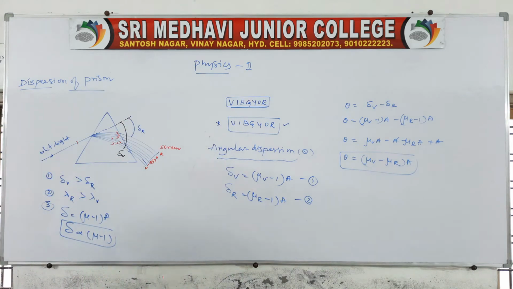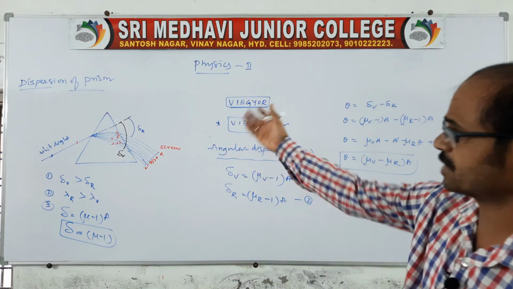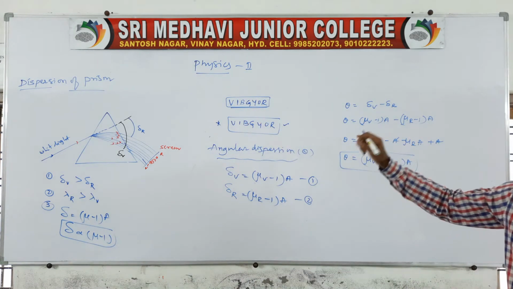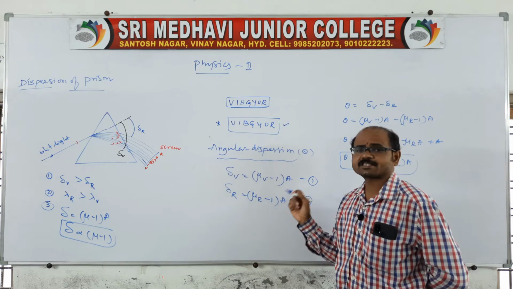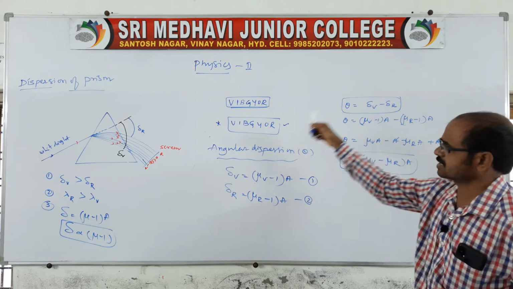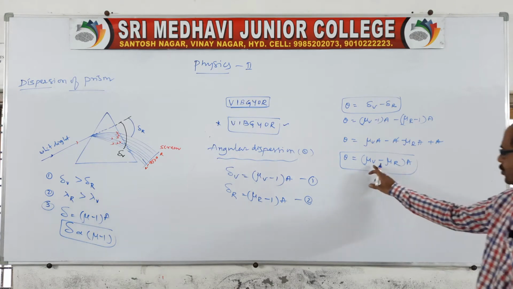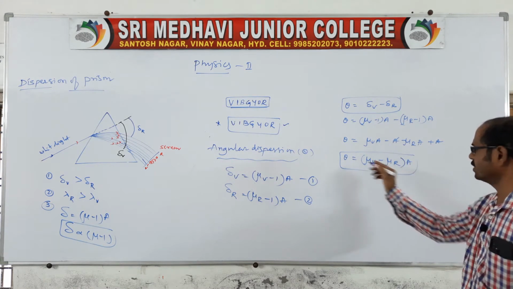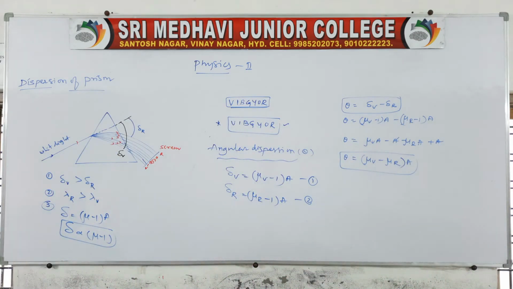You can take any two extreme colors, and it depends on the nature of the material of the prism. Angular dispersion depends on the nature of the material of the prism. Therefore angular dispersion is nothing but the difference between any two extreme colors. Violet and red are the extreme colors. If you take these, we get theta equals (mu V minus mu R) into A. This is about theta, related to angular dispersion.